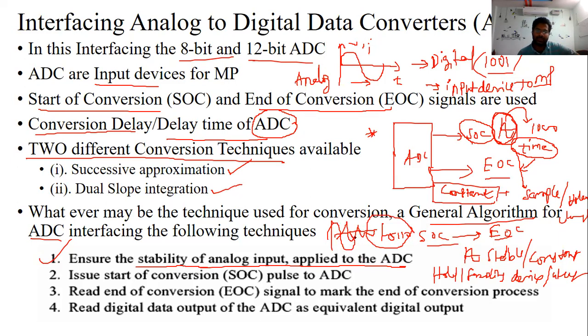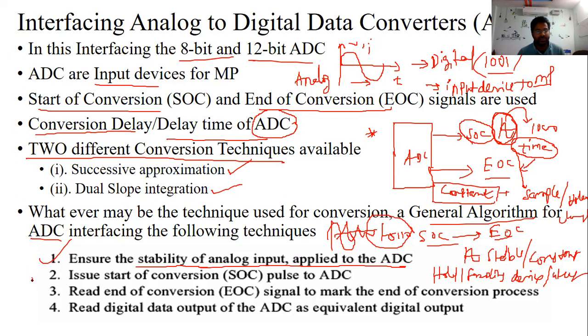What is the current level of that signal? Whatever it may be, analyze any signals. So that signal is constant for the entire conversion delay time. That may be 3 microseconds or 2 milliseconds, but that is the time for converting analog to digital. During that time, the input signal is constant. So that is the first one.